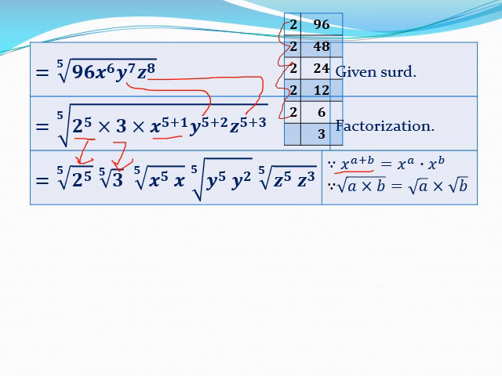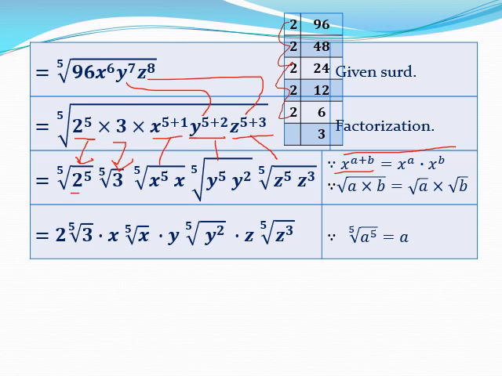X raised to power 5 plus 1 can be written as fifth root of x raised to power 5 and x, by using this law. That is very basic. And y raised to power 5 plus 2 can be written as fifth root of y raised to power 5 and y raised to power 2, that is square. And z raised to power 5 plus 3 can be written as fifth root of z raised to power 5 and z raised to power 3.